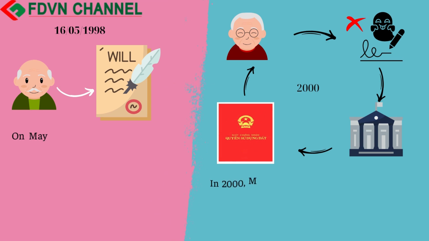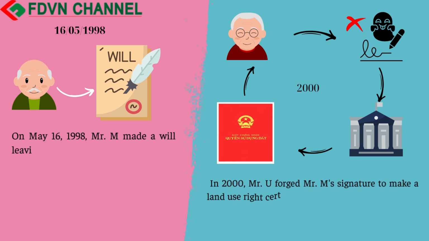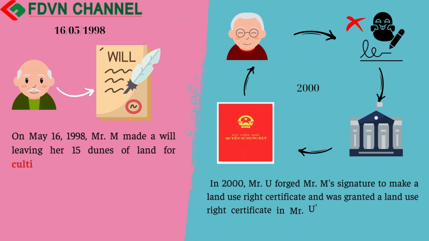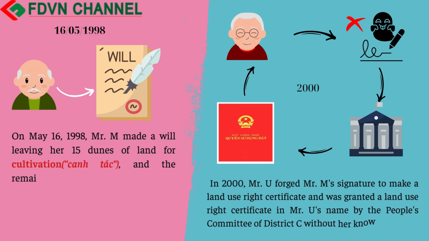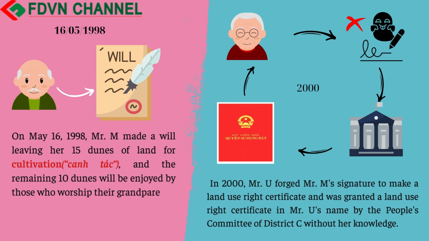On May 16, 1998, Mr. M made a will leaving her 15 dunes of land for cultivation, and the remaining 10 dunes will be enjoyed by those who worship their grandparents. When making the will, Mr. M was still lucid. In 2000, Mr. U forged Mr. M's signature to make a land use right certificate, and was granted a land use right certificate in Mr. U's name by the People's Committee of District C without her knowledge.